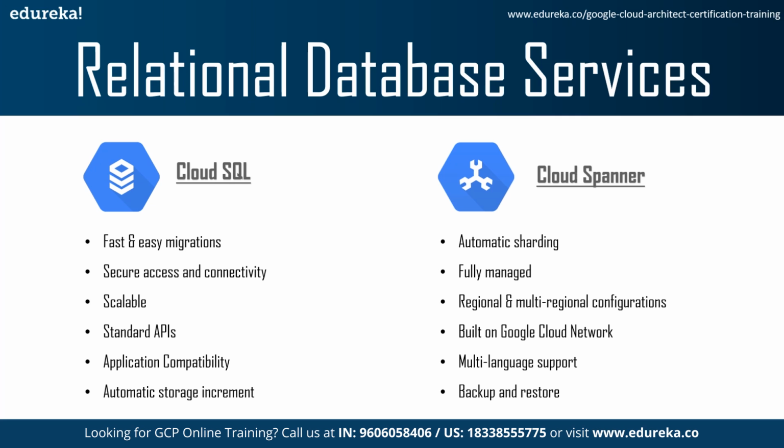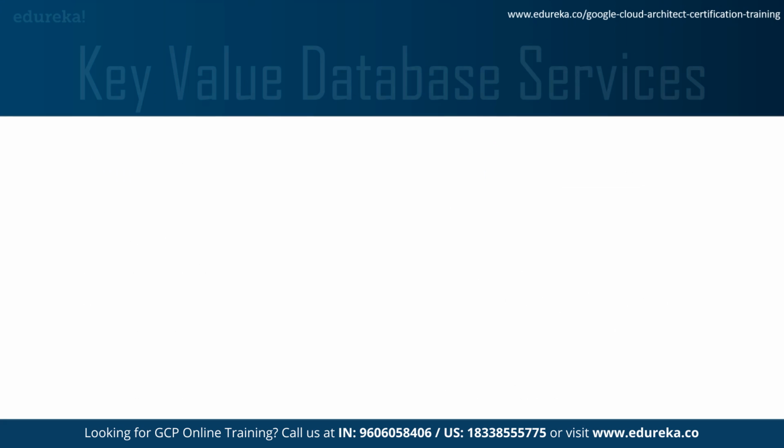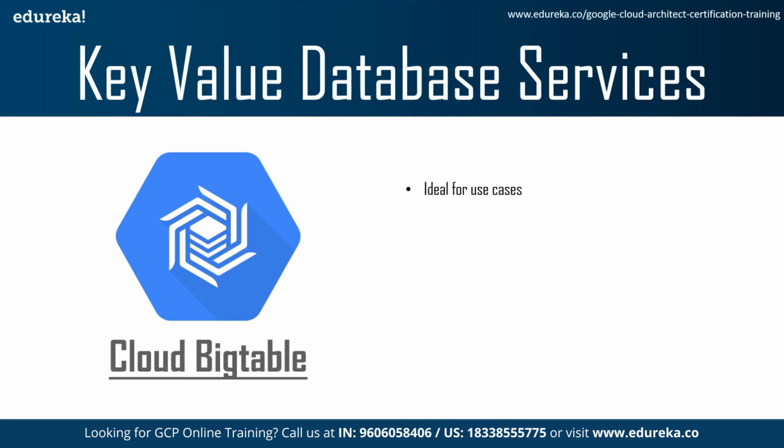Now the question is when to choose Cloud Spanner. So Cloud Spanner should be your go-to option if you plan on using large amounts of data, more than 10 terabytes, and need transactional consistency. It is also a perfect choice if you wish to use sharding for higher throughput and accessibility. Now the next is a key value database, under which Google provides the Bigtable service.